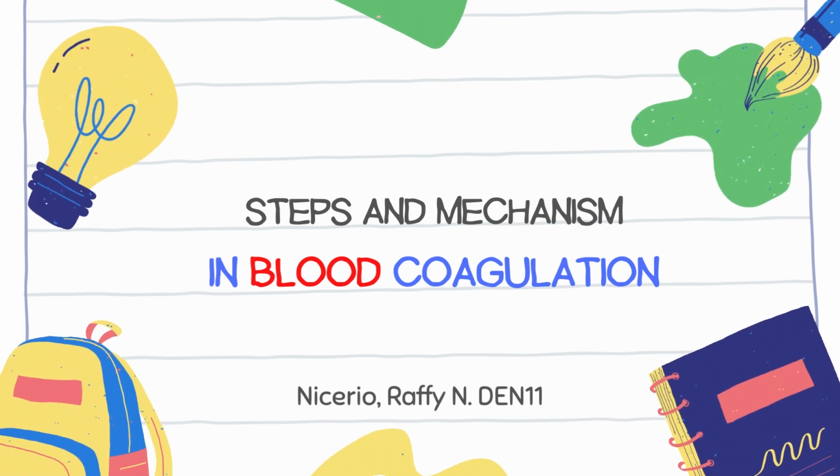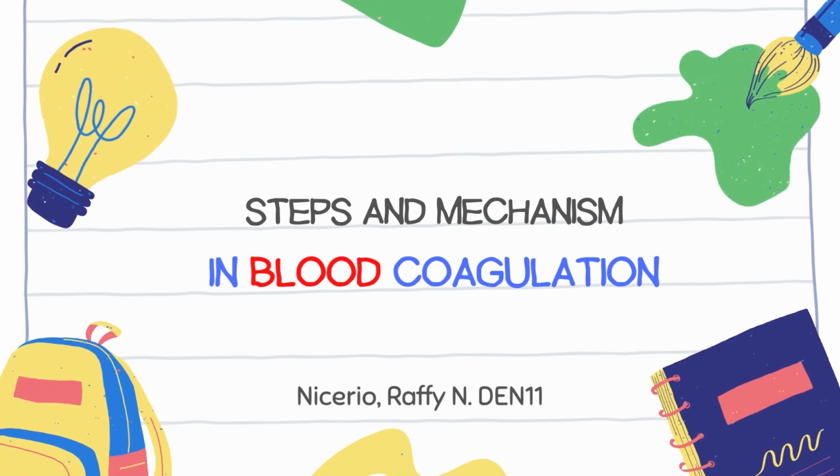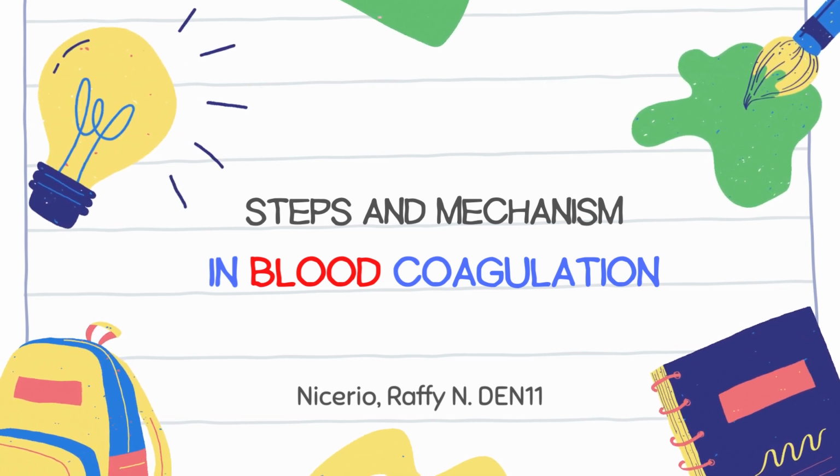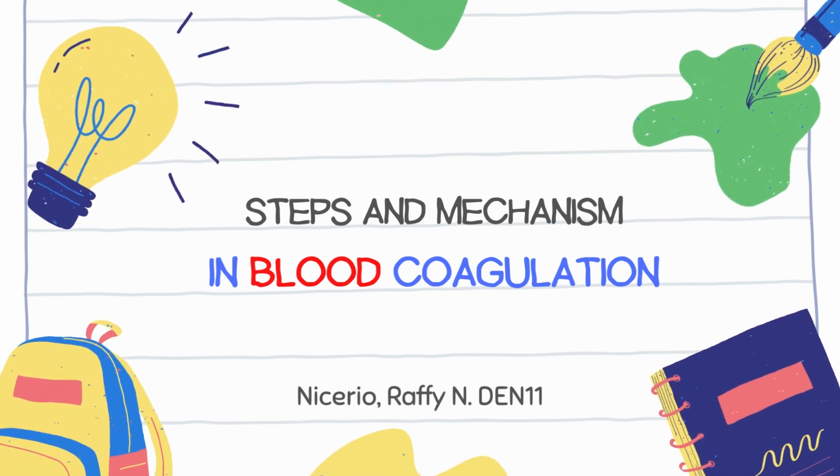Effective control of bleeding occurs through a complex process called hemostasis, which will be explained in four basic steps. The basic steps of the blood clotting process are vasoconstriction, platelet activation, thrombus formation, and lastly, clot dissolution.